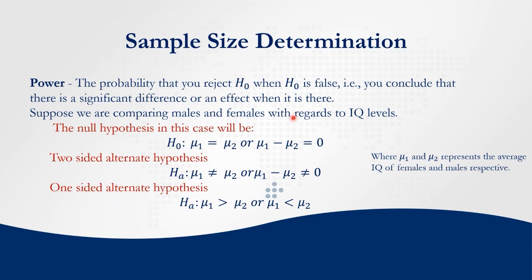If I use an example of males and females with regards to IQ levels, if I'm comparing them, the null hypothesis will say the average IQ for males is the same as the average IQ for females, meaning that if I subtract, I will get a 0 difference. Then if it's two-sided, I will say they are not the same. If it's one-sided, I will either say males have higher IQ, or I will say females have higher IQ. So I think you can also see here the one-sided and the two-sided.